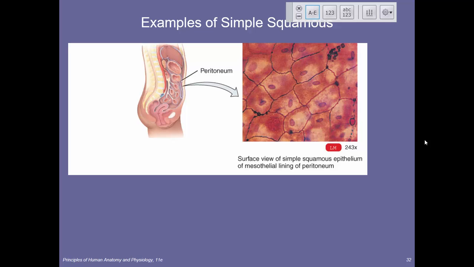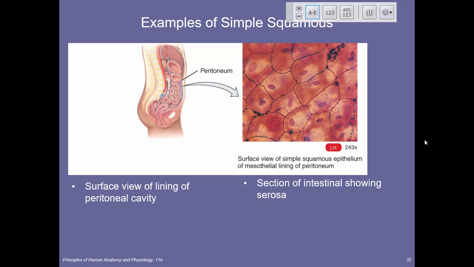Can you tell just by looking at these cells where these squamous cells are located? No, you can't. But you know, okay, it probably has to do with diffusion and filtration. Where might those areas be? So surface view, lining of the peritoneal cavity, section of intestinal showing the serosa, and that's what this serosa is, serosal membranes, okay? Are double layered membranes that surround things like the peritoneum. If you've ever heard of something called peritonitis, okay?